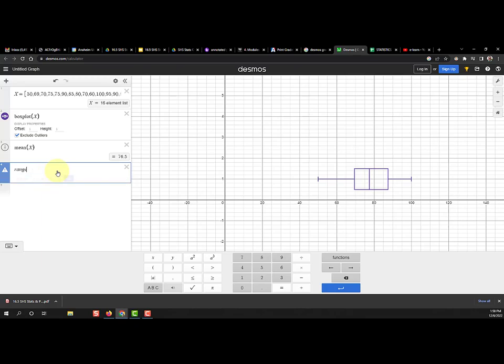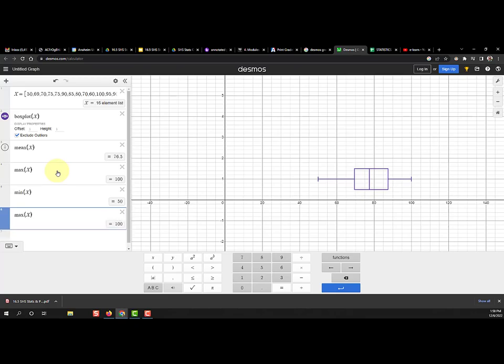No. But you can do the max minus the min, and just subtract the 2, or you can even type that out, max minus the min, and you get 50 as your answer. For the standard deviation, again, you can go under functions and statistics.